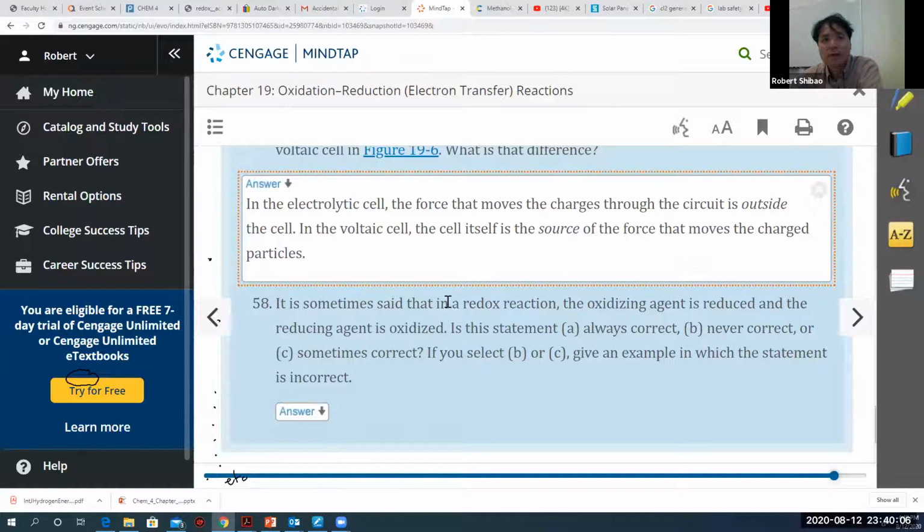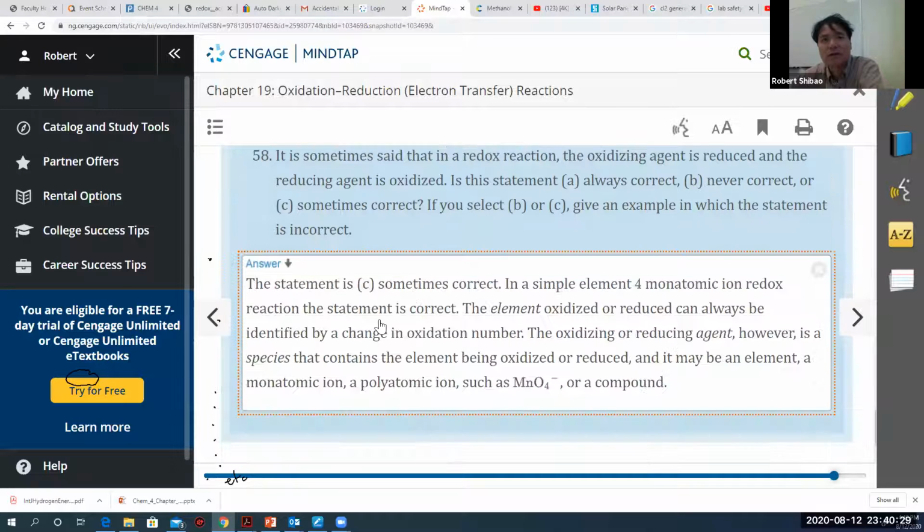It is sometimes said that in a redox reaction, the oxidizing agent is reduced and the reducing agent is oxidized. Is this statement always correct? Yes, this is always correct. If there's a driving force, the oxidizing agent is reduced and the reducing agent is oxidized. So it's always correct if there's a driving force. If there's no driving force, then it's incorrect.